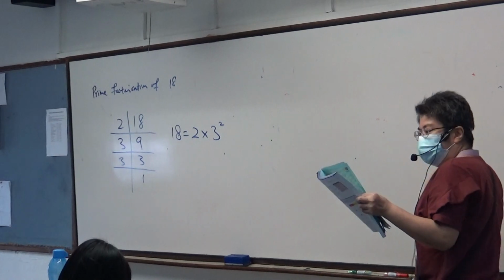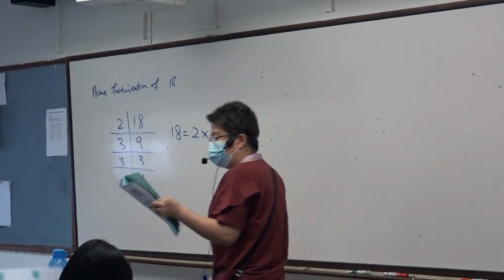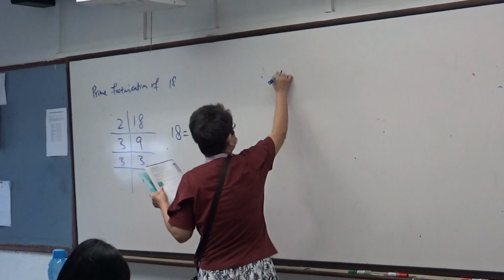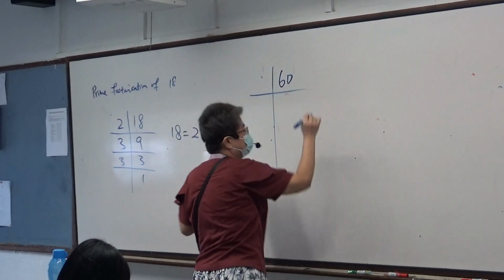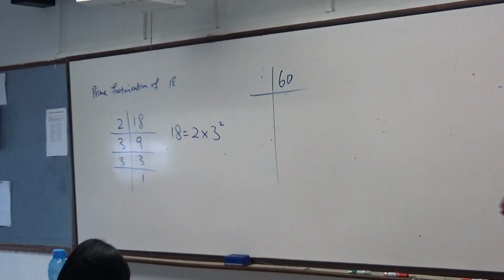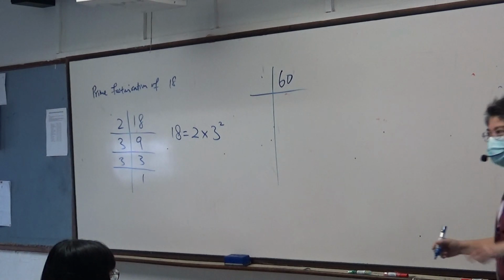They say, find the prime factorization of 60, giving your answer in index notation. Okay, let's do it. Look at the board. Don't look at the textbook. It's all printed down there.